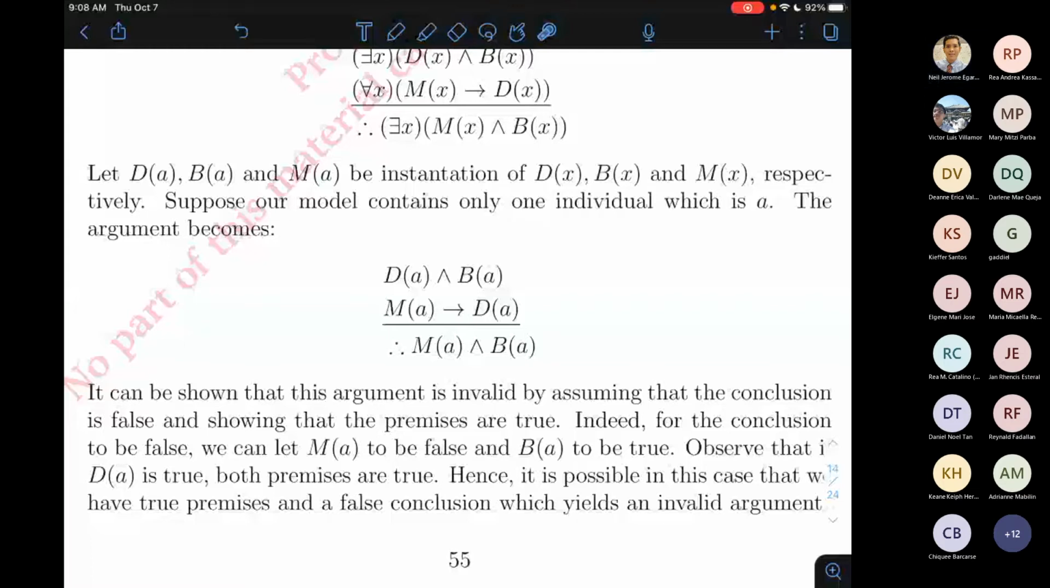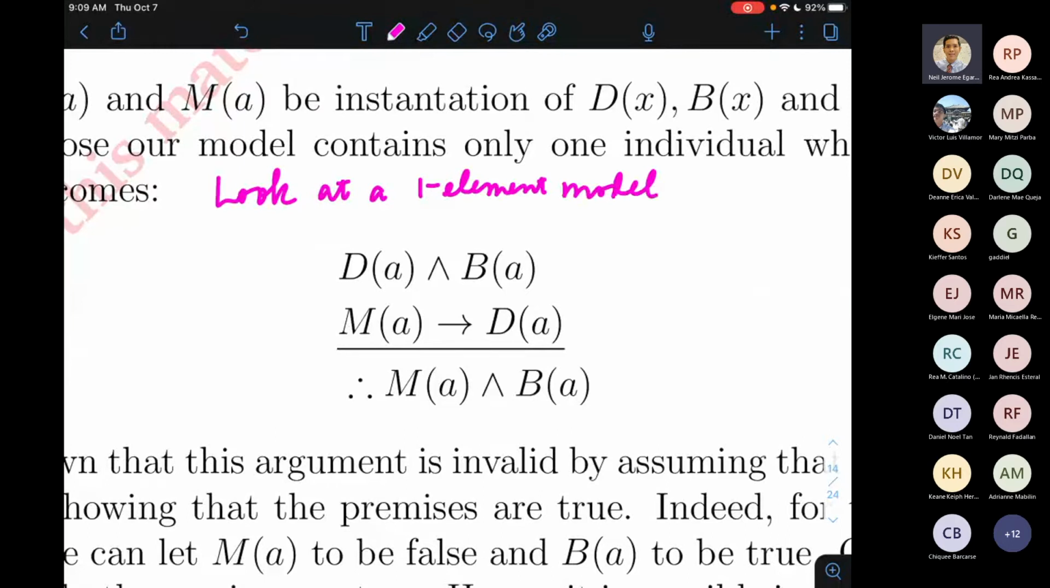So let's look at a one element model. Again, when I say one element model, ibig sabihin ina-assume natin na isa lamang yung element ng domain. Kasi if you look at the statement or the argument, walang sinabi kung ilan yung laman ng domain. Dahil walang sinabi kung ilan yung laman ng domain, ibig sabihin it will hold whether our domain will have one or more number of elements. Okay. So dapat mag-hold siya kahit ilan yung laman ng domain. So para ma-prove na merong possibility na true premises implying false conclusion, let's try to see ano yung nangyayari kapag yung universe o yung domain, isa lang yung laman.